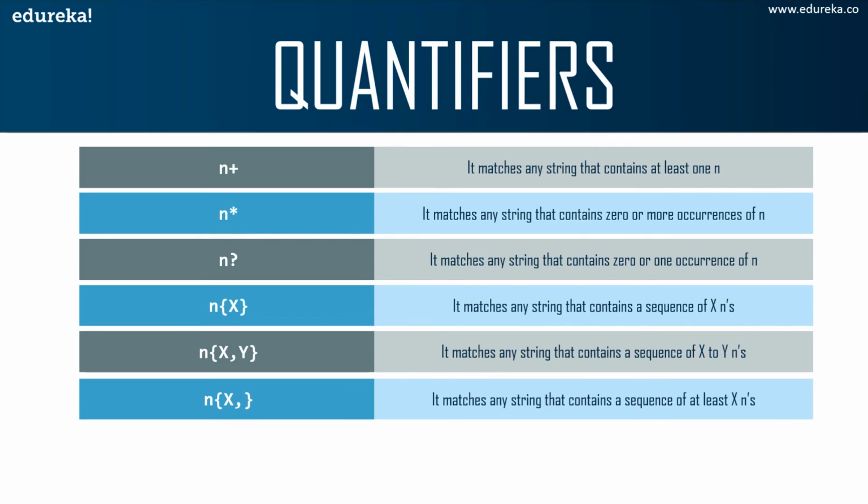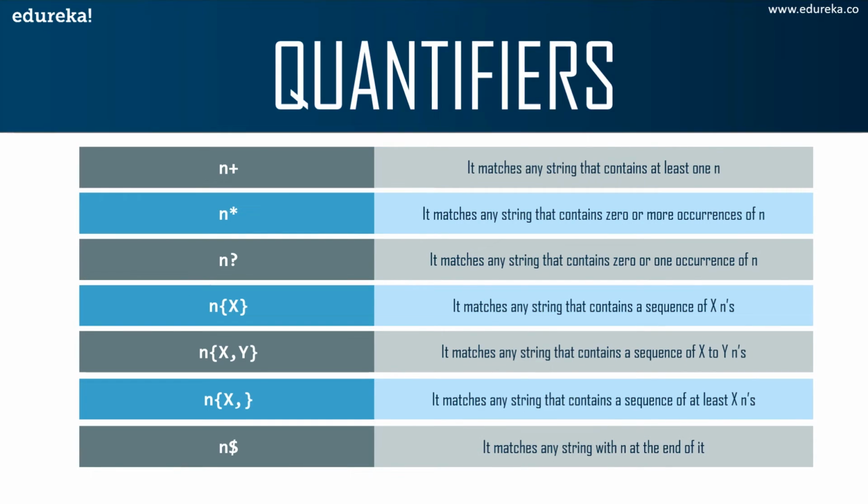And next up we have n{x,} with nothing at the end. It will take any string that contains a sequence of at least x n's. So it does not have an end point, but it has only a beginning point defined as x. And the final one is n$, with the dollar symbol. This matches any string with n at the end of it. So these were some of the quantifiers.